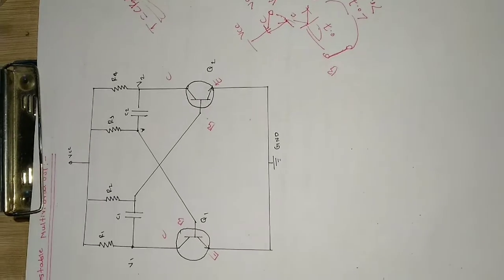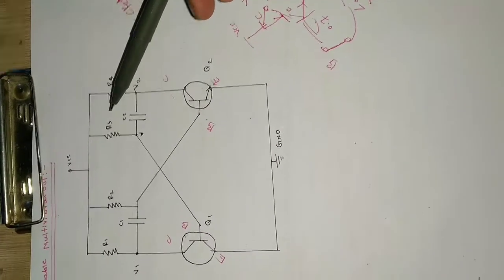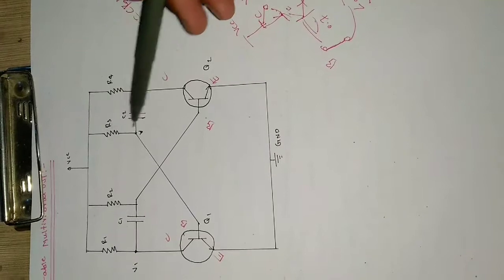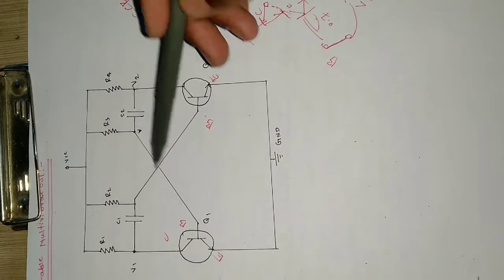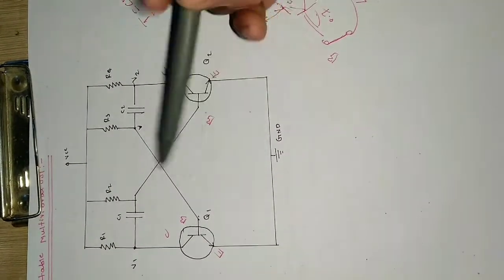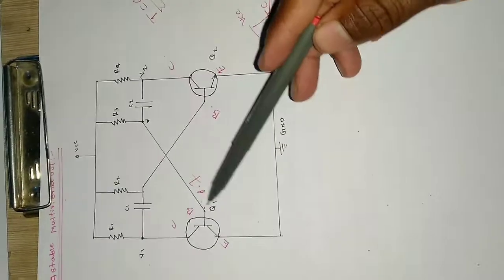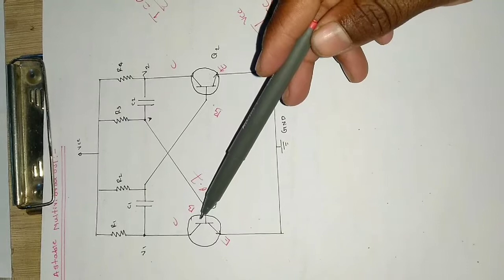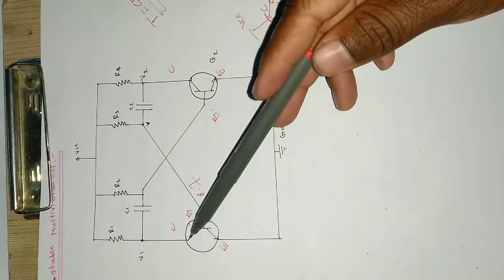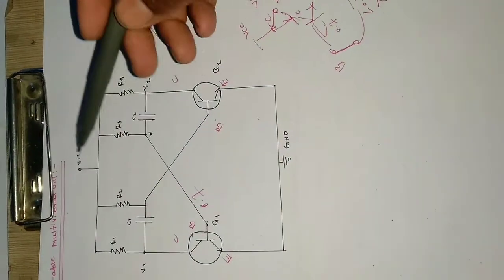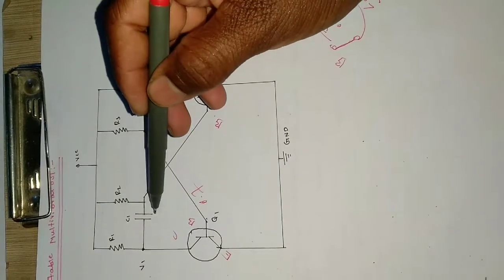Okay, so first we will see how it works. VCC is applied here, and when the base voltage applied here increases above 0.7, at that time the first transistor will get activated, and simultaneously the capacitor will get charged.